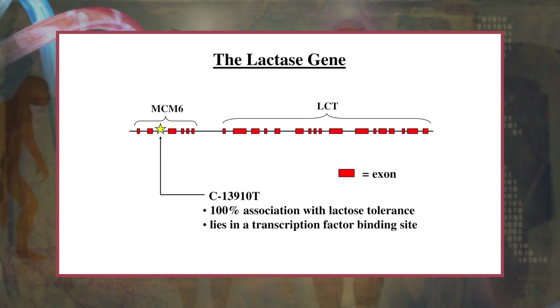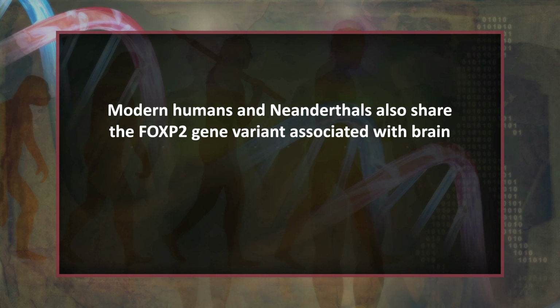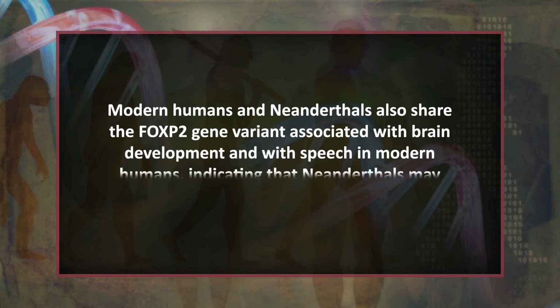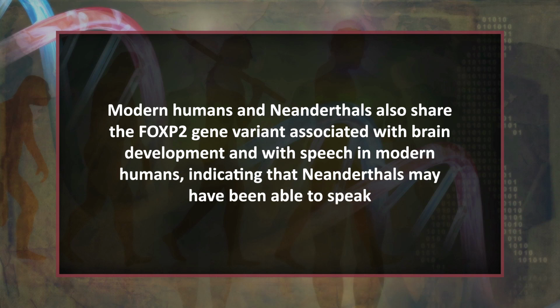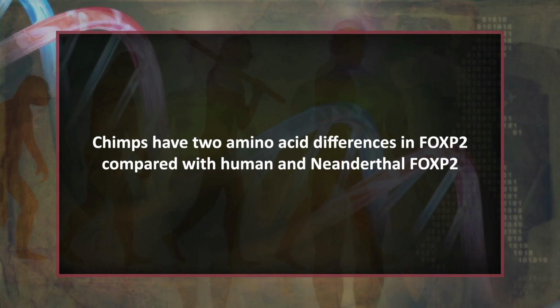sub-Saharan Africans. Neanderthals and most modern humans share a lactose intolerant variant of the lactase gene that encodes an enzyme that is unable to break down lactose in milk after weaning. Modern humans and Neanderthals also share the FOXP2 gene variant associated with brain development and with speech in modern humans, indicating that Neanderthals may have been able to speak. Chimps have 2 amino acid differences in FOXP2 compared with humans and Neanderthal FOXP2.